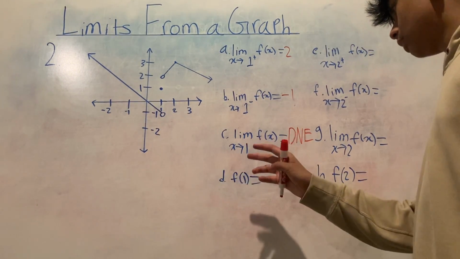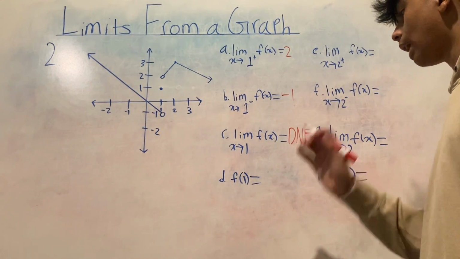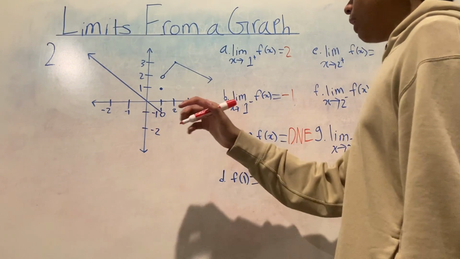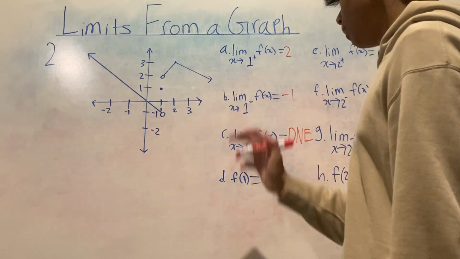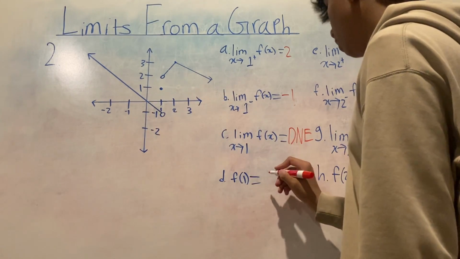Now D asks us f of 1. So there's no limit or anything like that. So just finding f of 1. So even though there's a hole here, we still have an answer because f of 1 is really 1 because there's a solid dot here. So the answer is 1.